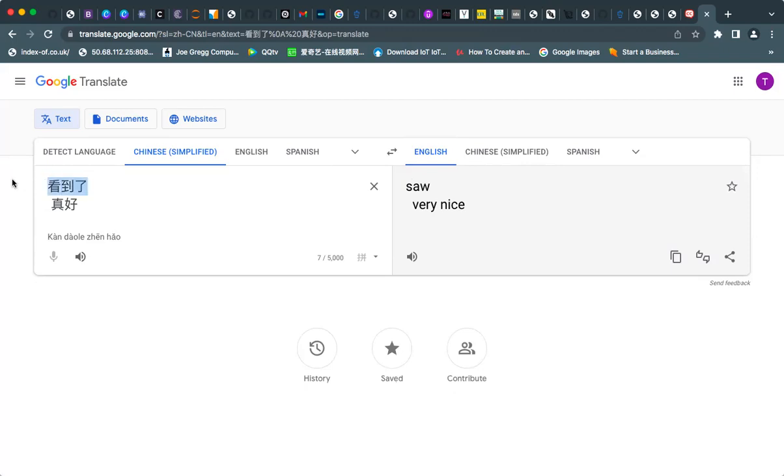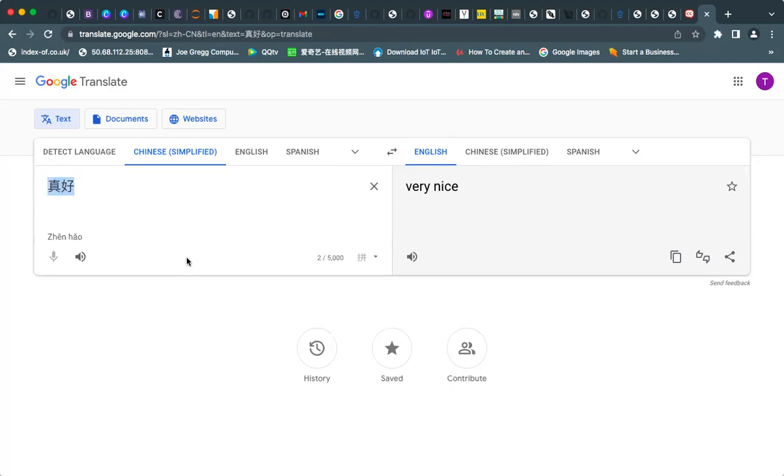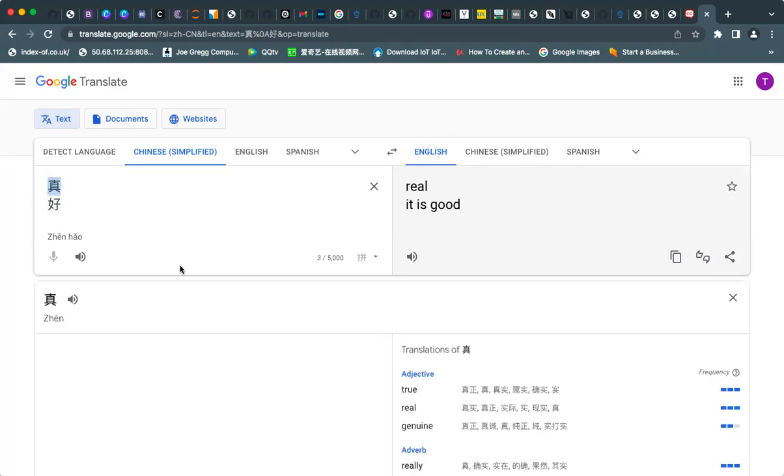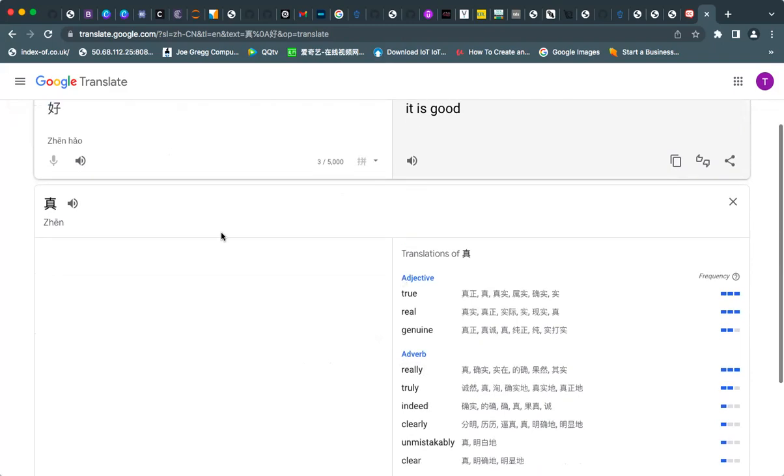So, thank you. And then zheng hao, that's the last part. Zheng hao. So very nice or just right. This one will be very nice or just right, okay? Do we have any additional? Okay, Google is stingy. It doesn't want to give us additional translations, but it is zheng hao. It's like the real thing, right?